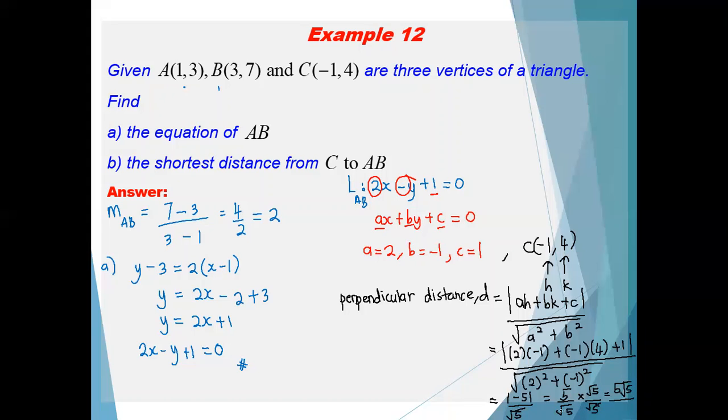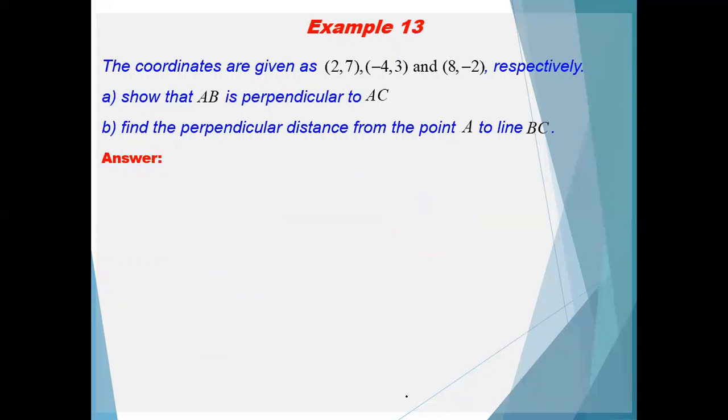Okay? So saya kata square root darab dengan square root, so akan jadi 5 saja. So hilang. Okay? So the answer dia, okay, saya sambung sini. Therefore, D is equal to square root 5, okay, unit. Distance kan mesti ada unit. So that is the answer. Okay. Alright. So we move to another example.